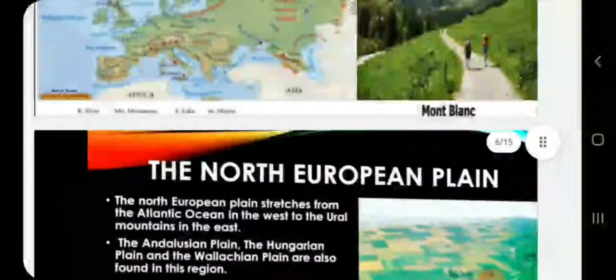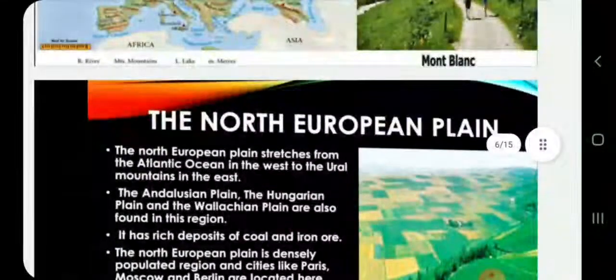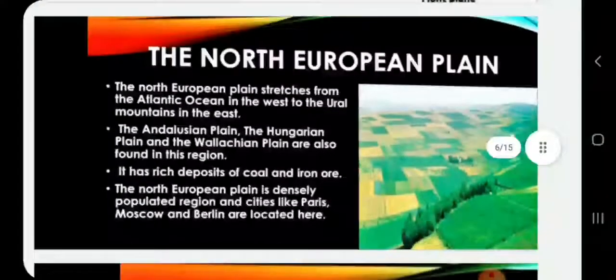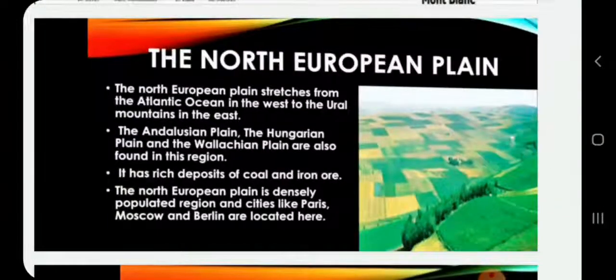The next one is the North European Plain. The North European Plain stretches from the Atlantic Ocean in the west to the Ural Mountains in the east. On the north, it is surrounded by the Baltic Sea and on the south by the Alpine Mountains. It is narrow in the west and wide towards the east.